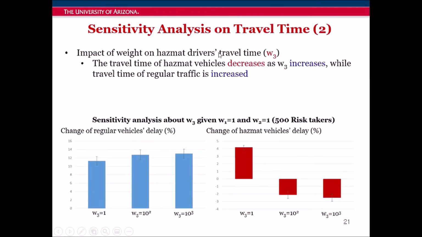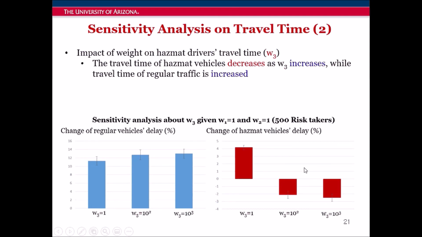And what about the hazmat driver's travel time? If we consider the hazmat driver time very significantly like this, the travel time of hazmat vehicle decreases as W3 increases, of course, because we are considering the hazmat driver's travel time significantly. But in this case, if this travel time goes faster, regular vehicles will be very slower, so travel time increased. So that's the difference, okay?